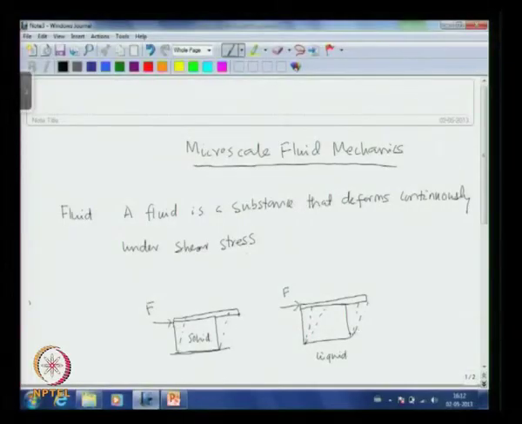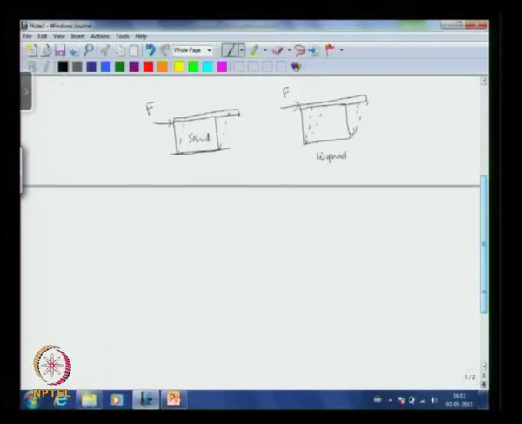when the force is removed, the shape is retained, the solid goes back to its original shape. Whereas in liquid, if you apply a force, then it deforms continuously as long as the force is existing, and when the force goes to 0, in liquid the shape does not go back to its original shape, it remains in that shape. And when force is again applied, it continues to deform. So, that is how the solids are different from liquids.